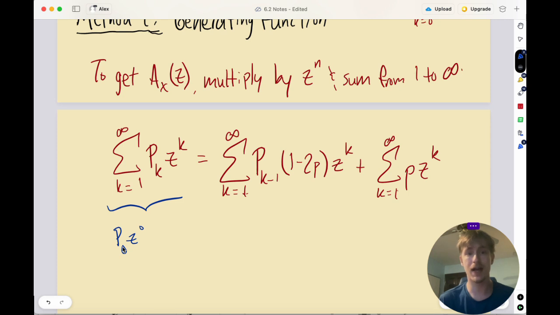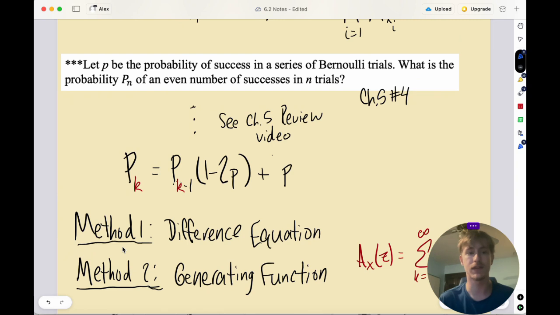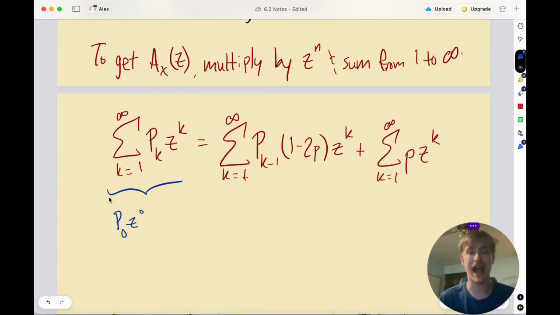But p_0, if we look back at what this is, is the probability of an even number of successes. So if I have 0 trials, what's the probability of an even number of successes? Well, that's 1, because 0 is an even number. So that's just defined to be 1. This adds in the 1 if we include the generating function, which means this term right here is almost the generating function, but we have to subtract 1 from that.